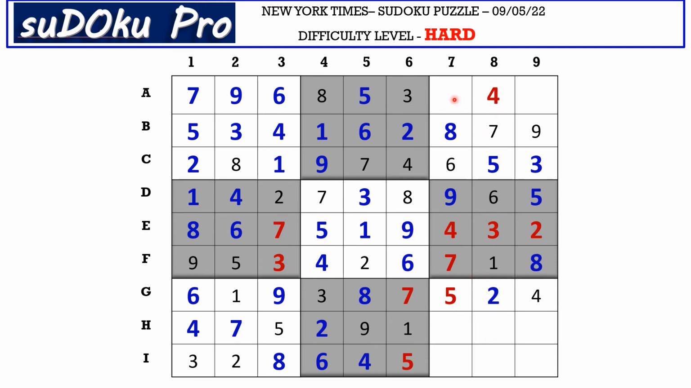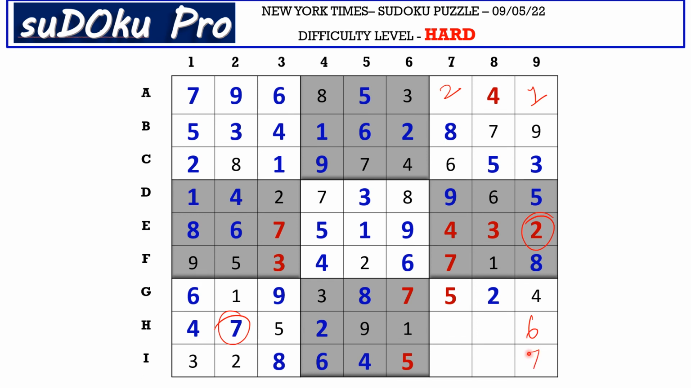So now the missing numbers here in A row are 1 and 2. There is a 2 from column 9. So A9 takes 1 and A7 takes 2. Now in column 9 the missing numbers are 6 and 7. There is a 7 blocking from here. So H9 takes 6 and I9 takes 7.